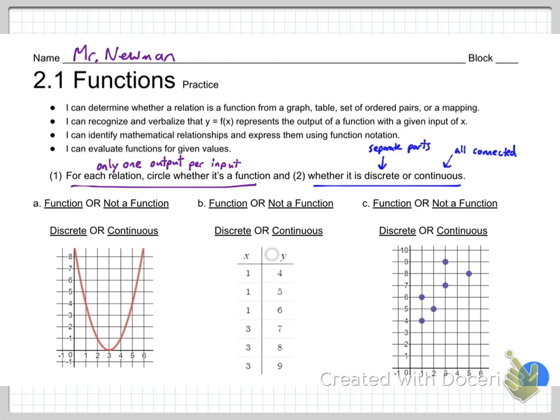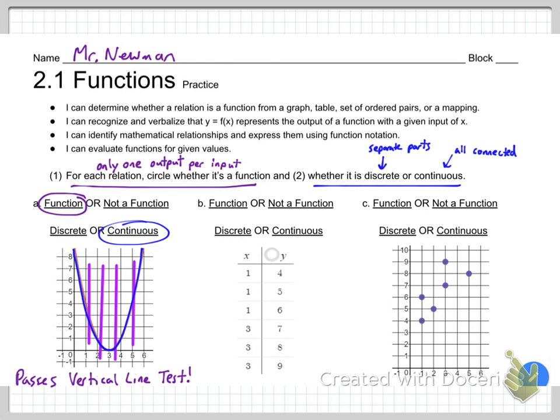One way to check with your pencil is if you can draw it all without picking up your pencil, then it is continuous. If you must pick up your pencil to draw the different parts, it is discrete. So let's get started on part A. On a graph, we want to use the vertical line test to see how many outputs there are for every input. Every vertical line you could possibly draw on this graph only hits 1 point, so it passes the vertical line test, which means it is a function. This is also continuous because, as you saw there, I can draw the entire graph without picking up my pencil.